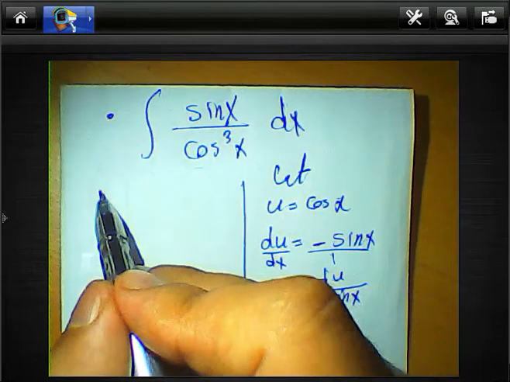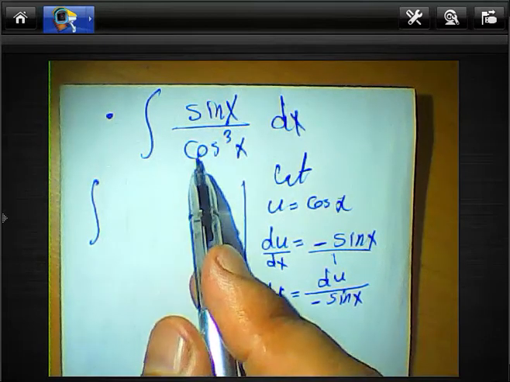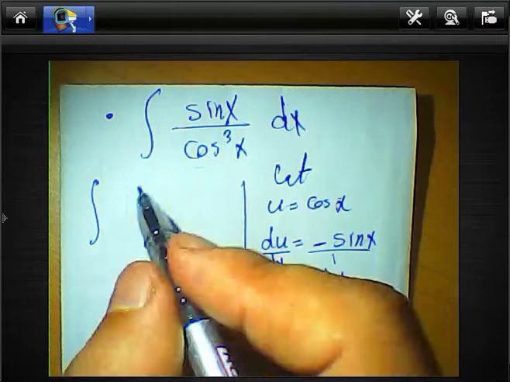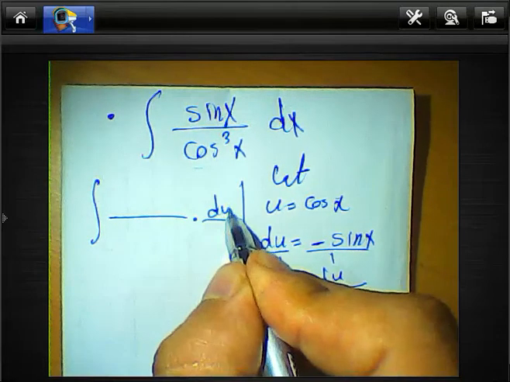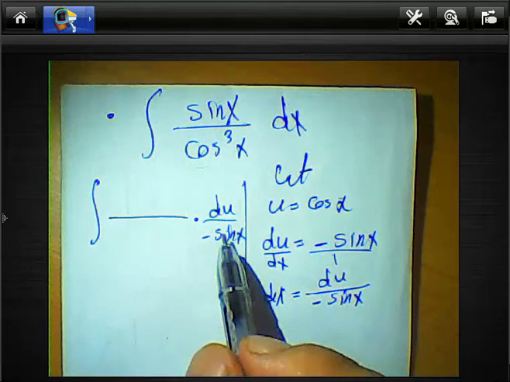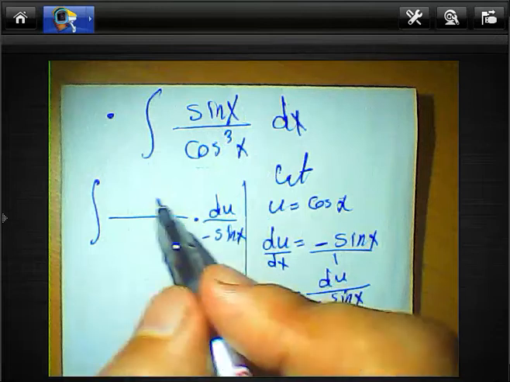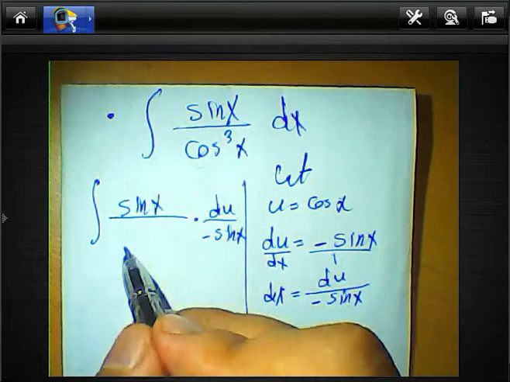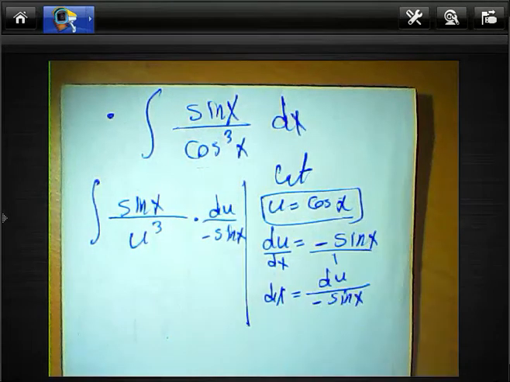You can use this property to solve this expression, sine x over cosine power 3 x, and we know dx equals du over negative sine x. Why do it? Because we want to find the simplest form of this fraction. Sine x divided by sine x equals 1, so we can write sine x over cosine power 3 x as 1 over u power 3, because u equals cosine x, we let it.